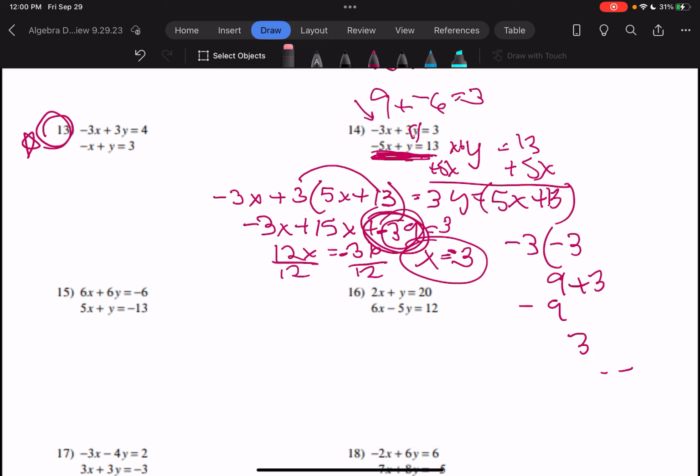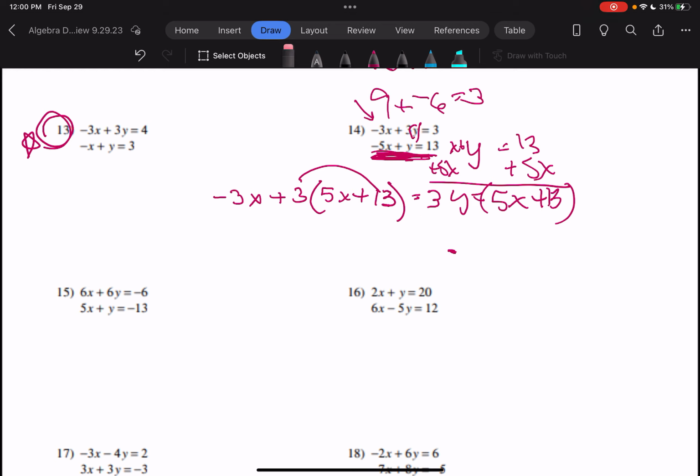Okay? All right, so be careful with those signs. See? This is a perfect example of why you need to do every step and show every piece of work, as I've been saying. All right.